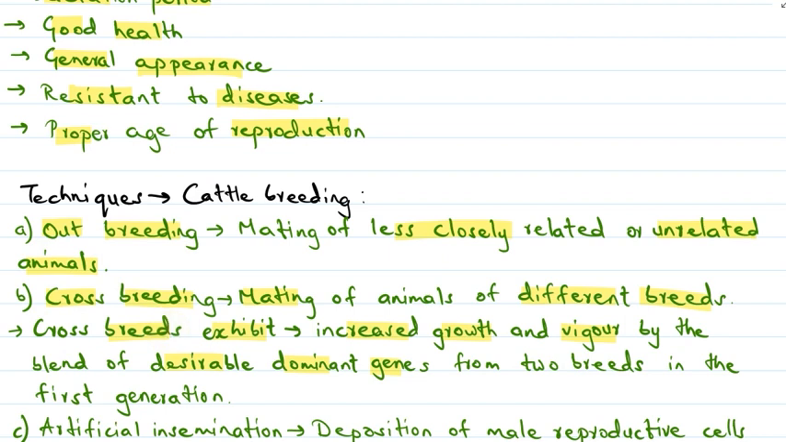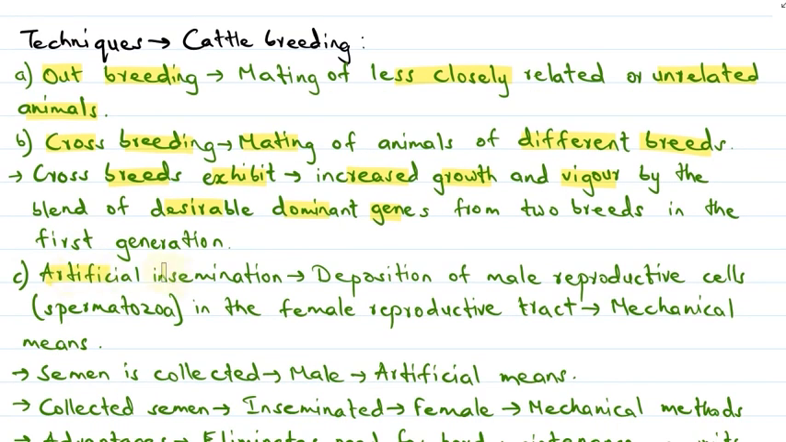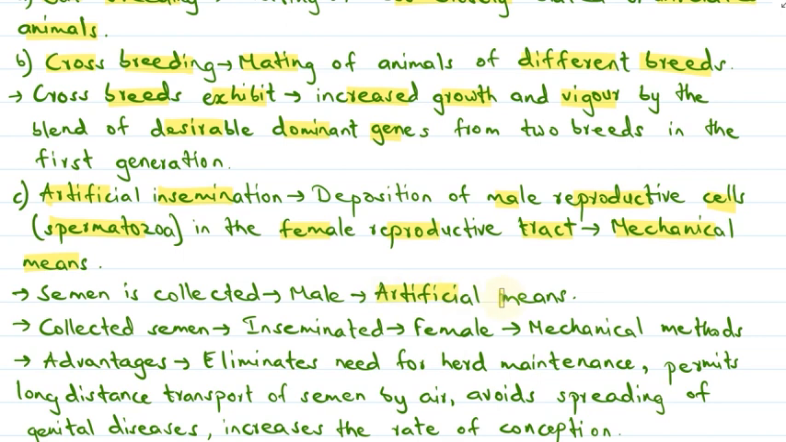Then there is artificial insemination. What is it? It is the deposition of male reproductive cells, the spermatozoa, in the female reproductive tract, which is done by mechanical means. Semen is collected from the male by artificial means, and then this collected semen is inseminated inside the female by placing the semen into the cervix of the uterus by mechanical methods. As we are doing it mechanically, hence the name artificial insemination.